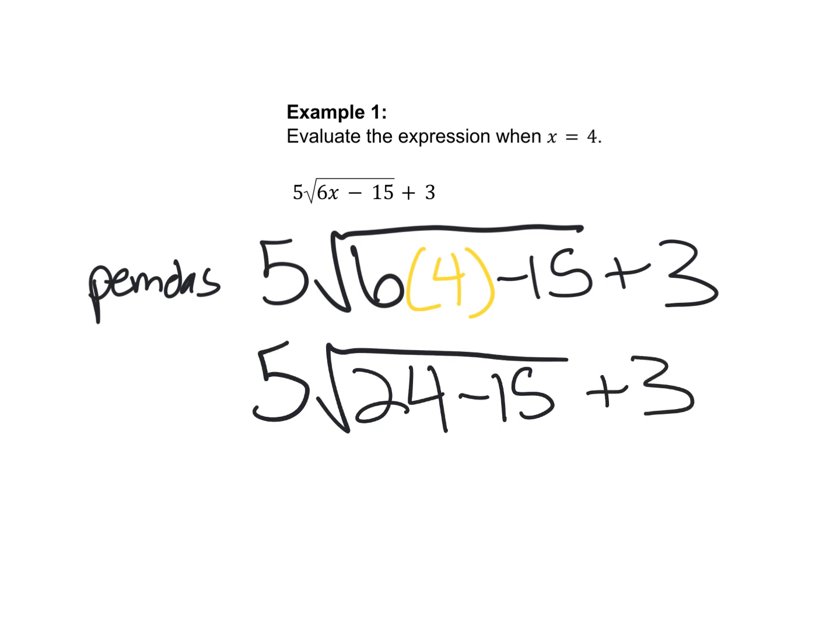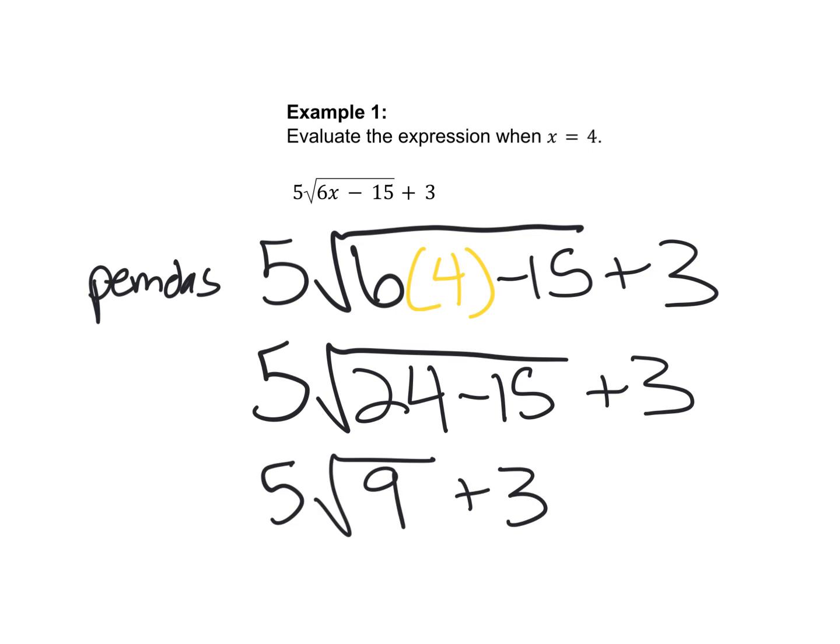And my next step is to continue simplifying what's under the square root because it's a grouping or like parentheses. So 24 minus 15 is my next step. So I'll write the 5 and the square root and make that square root smaller because 24 minus 15 is 9.